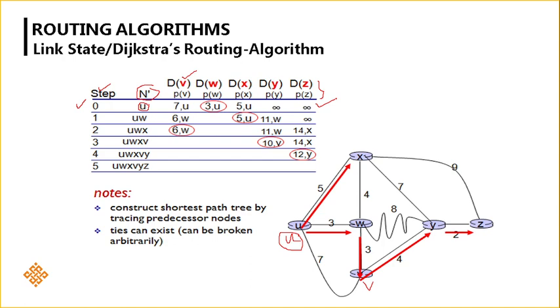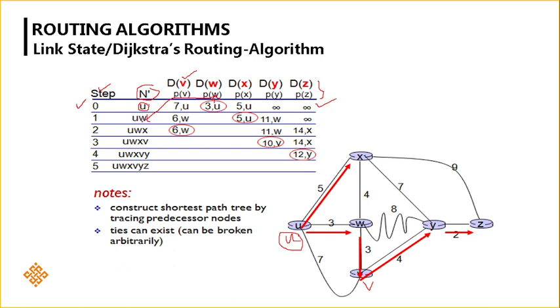Now among this first row, 7 comma u, 3 comma u, 5 comma u, infinity, infinity, I should check which is the least cost. If you see 7, 3, 5, 3 is the least one, so you can circle it, indicating that I have taken the least value. For that you should see the predecessor node. What is the predecessor node? It is w. So that w I am taking into the set N. So now it is u comma w.